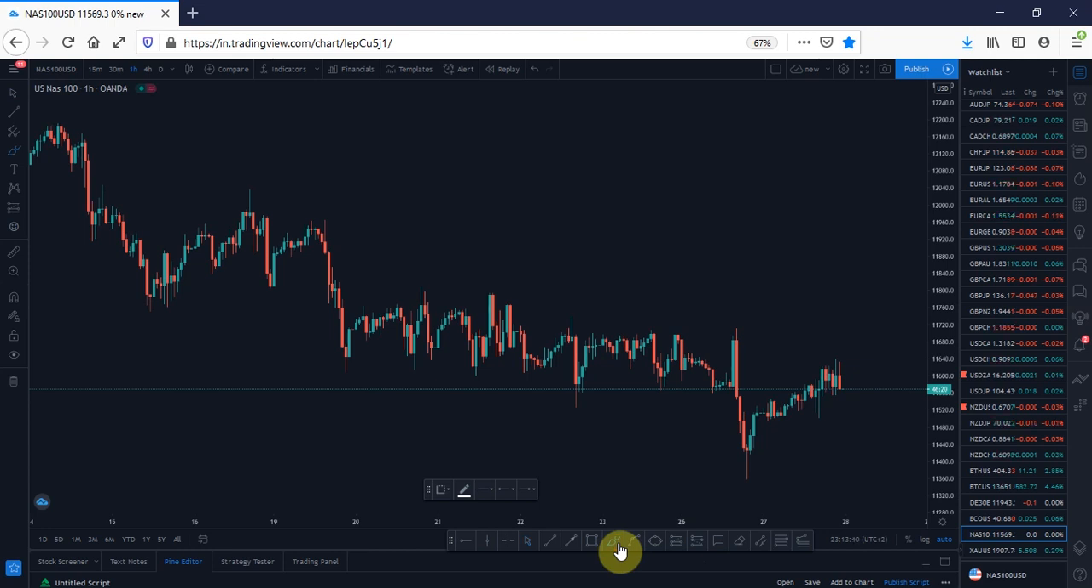The first thing you need to know is that you should try by all means to understand the flow of the market. When it comes to Nasdaq, it is not only about pattern recognition, but it's all about understanding the flow of the market. So what do I mean by that?